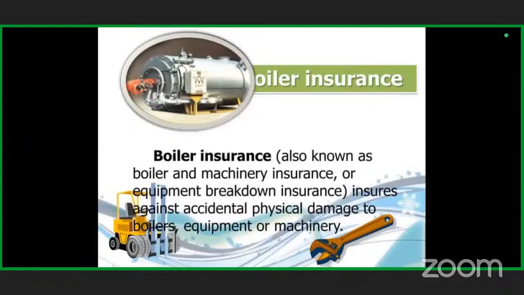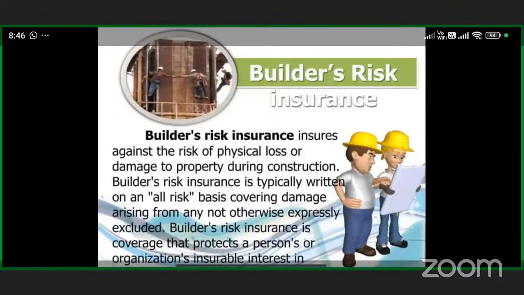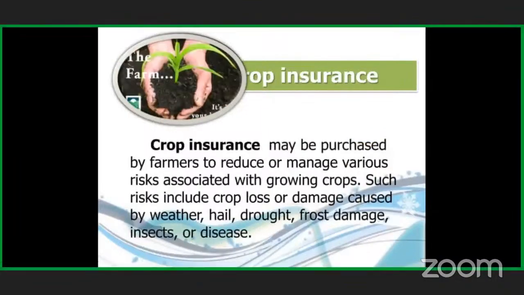Then coming to boiler insurance, also known as boiler and machinery insurance or equipment breakdown insurance, it insures against accidental physical damage of boilers, equipment or machinery. Builder's risk insurance was also explained clearly in the previous class. It insures against the risk of physical loss or damage of property during construction. Builder's risk insurance is typically written on an all risk basis, covering damage arising from any cause not otherwise excluded. Then coming to crop insurance.